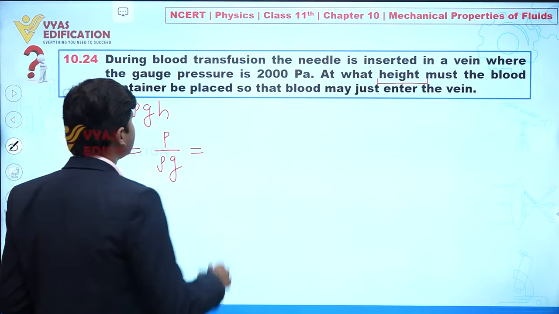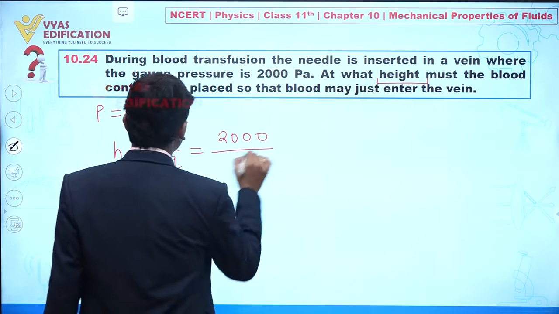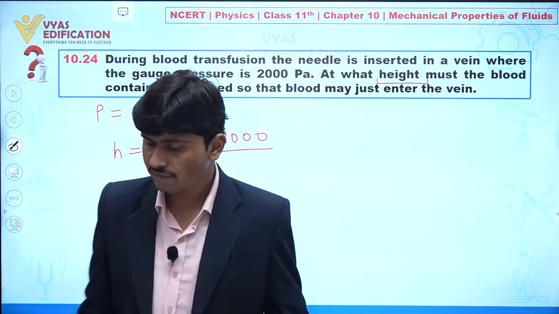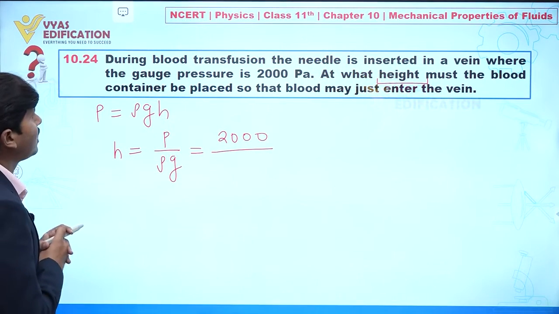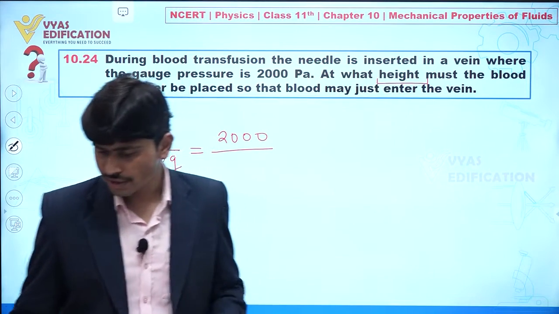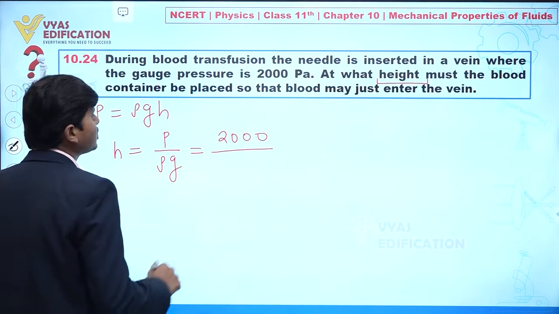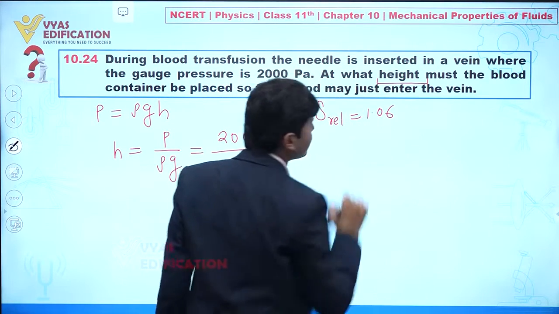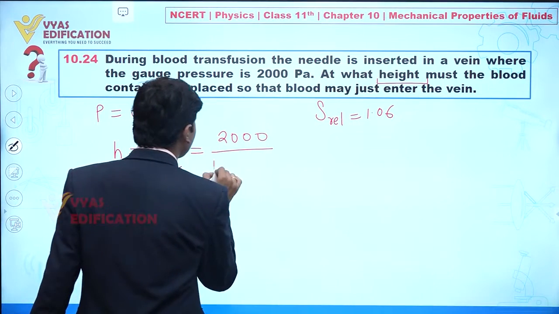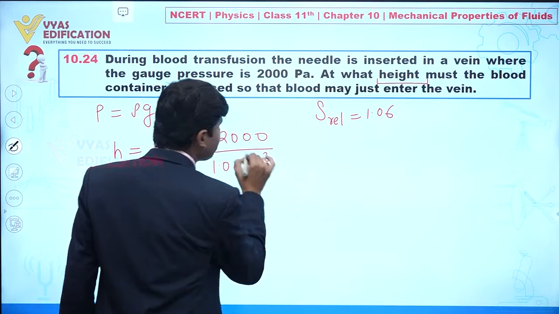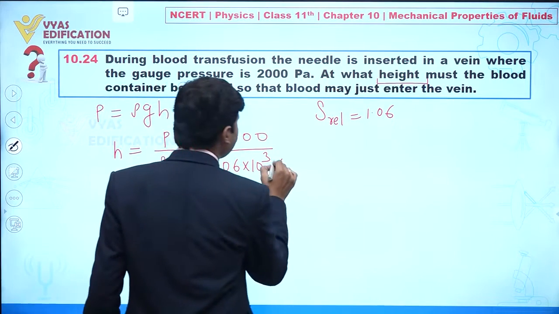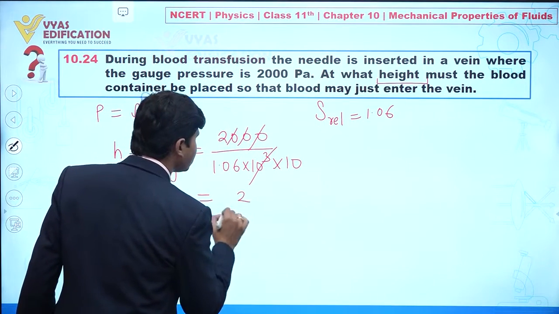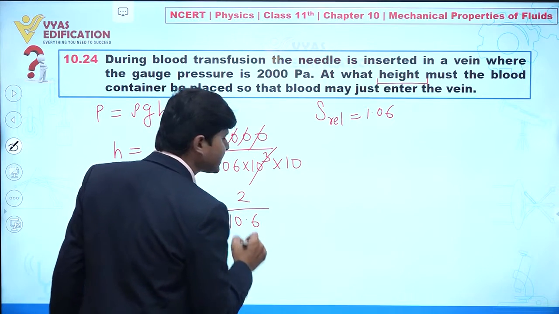This is a gauge pressure, so I can say this is 2000 divided by the density. What is the value of density we have? The relative density of blood, you should keep in mind, is 1.06. So the density of blood is given by 1.06 into 10 to the power 3. And what about g? Taking g as 10, this is cancelled out. So we can write 2 divided by 10.6.